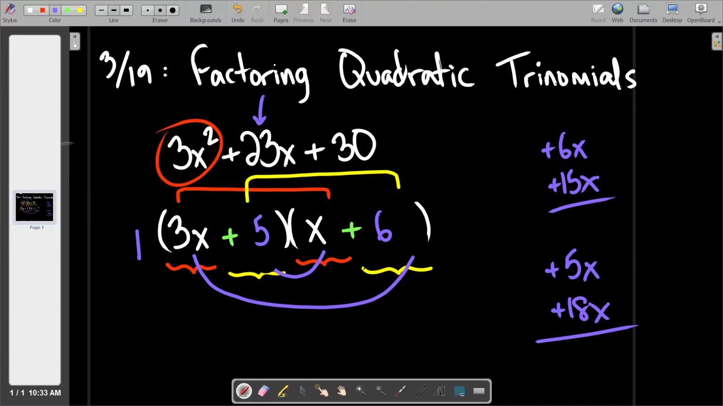Jackpot. Therefore, this thing in the purple box is the answer to this problem. We just factored our first quadratic trinomial. Let's go again.